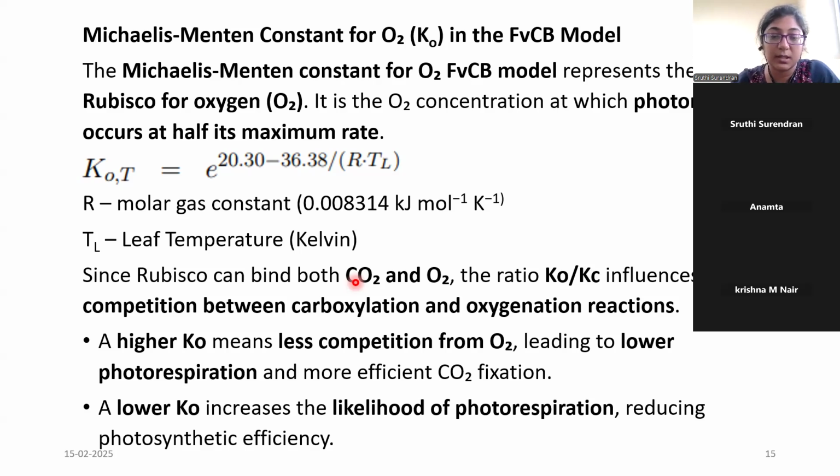So again, higher K0 means the Rubisco has less affinity for oxygen, so carboxylation is happening happily over there. But again, a lower K0 means a higher affinity of Rubisco for oxygen. So the likelihood of photorespiration occurring is very high. This is again going to reduce the photosynthetic efficiency.